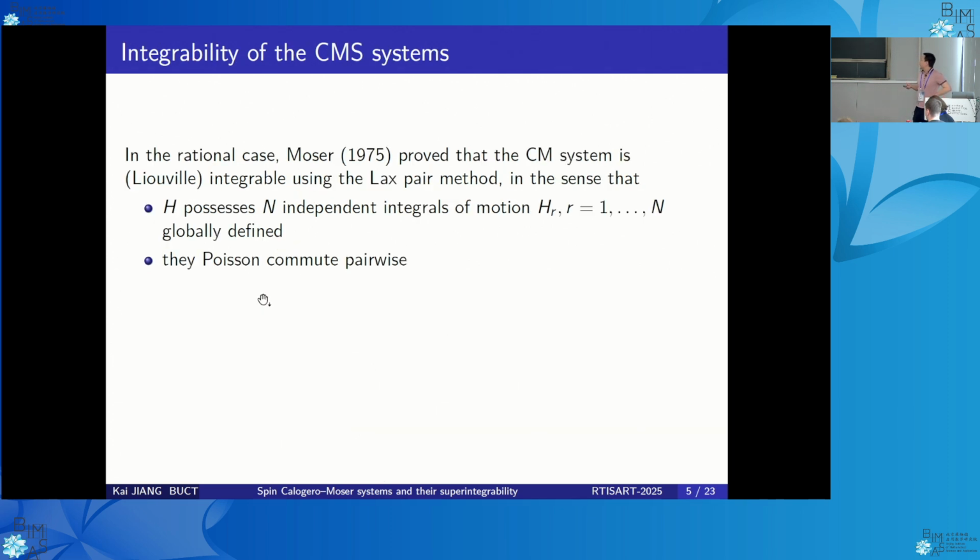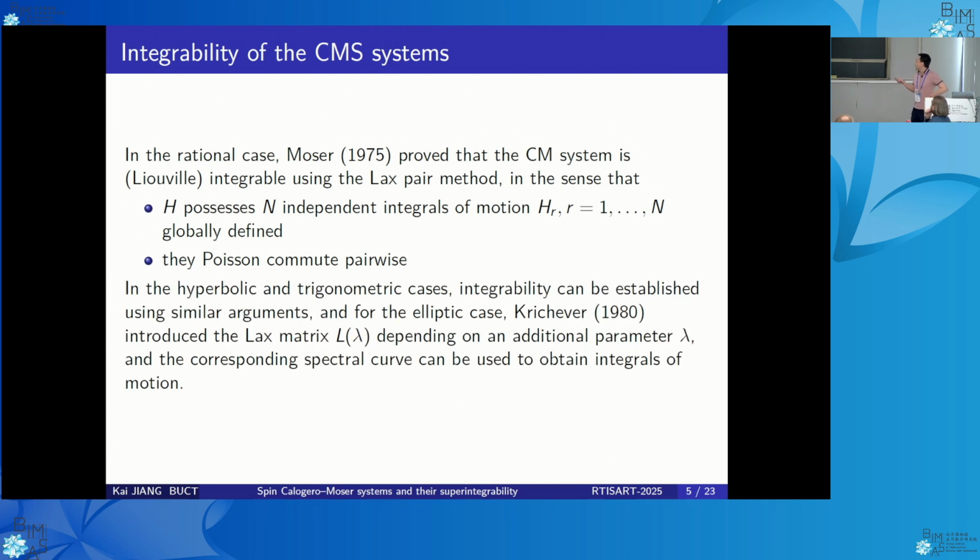Next, the Calogero-Moser system is almost the simplest example of an integrable system. For the rational case, it was proved in 1975 by Moser that the CM system is Liouville integrable using the Lax pair method. Liouville integrability is quite well known. It means that on a 2n-dimensional symplectic manifold, there are n first integrals of motion. They are independent and commute pairwise. So this is quite classical.